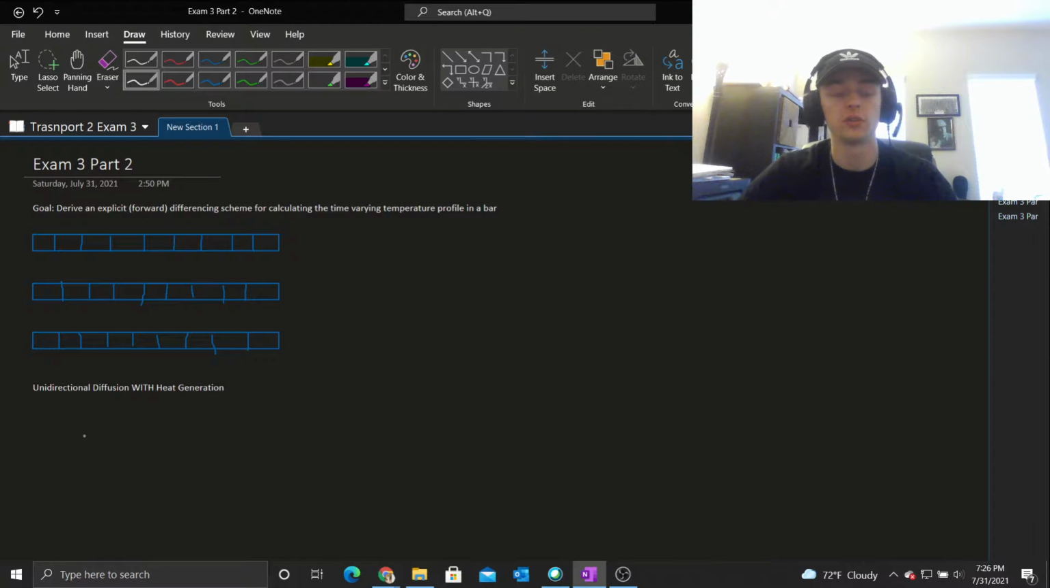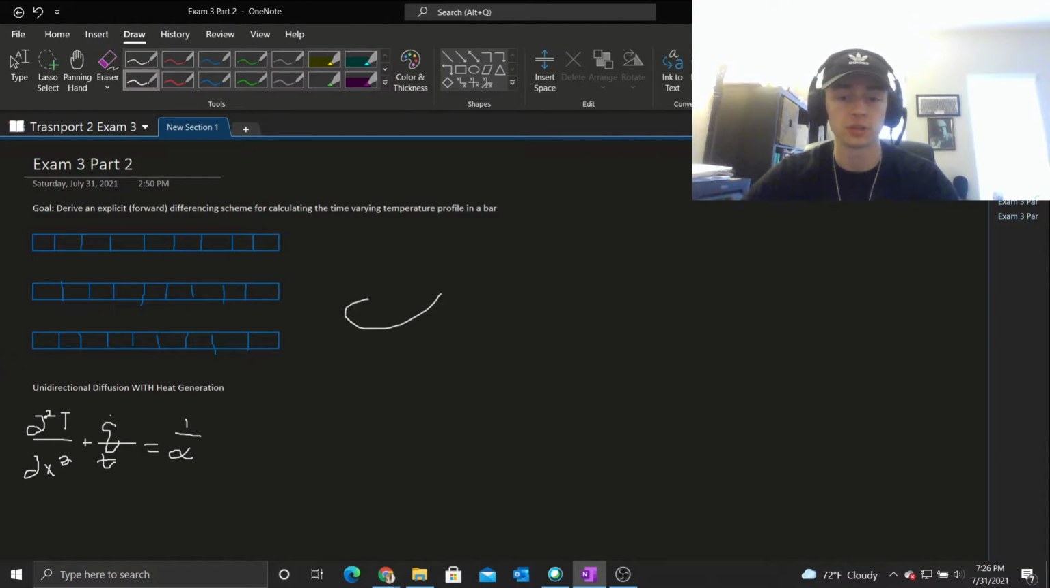If we wanted to write out the unidirectional heat diffusion equation with heat generation, we would have the second derivative of temperature with respect to position plus our Q dot over k is equal to 1 over the thermal diffusivity times the partial derivative of temperature with respect to time. I forgot to mention in the last video, alpha is the thermal diffusivity. And that's with heat generation.